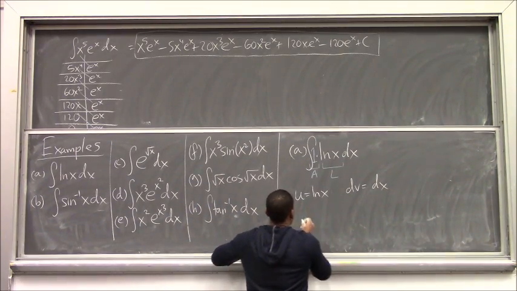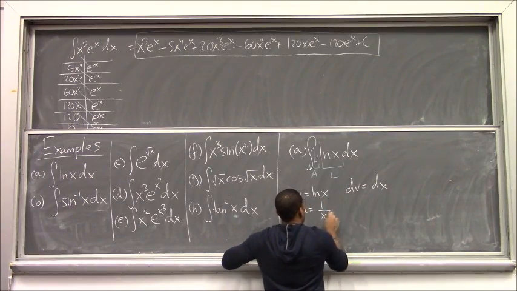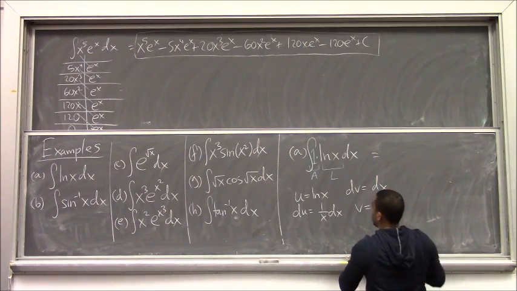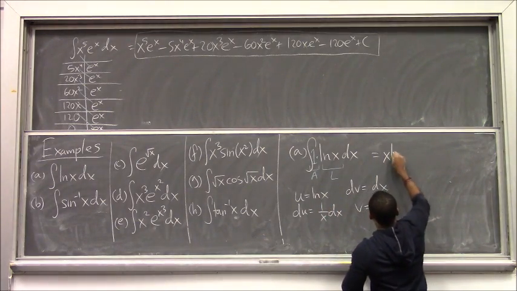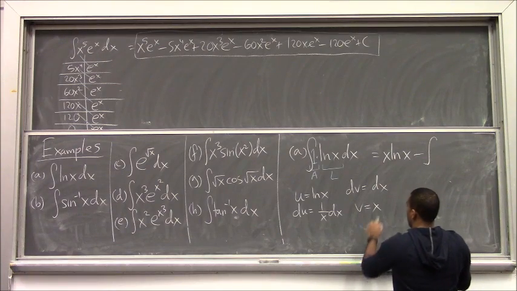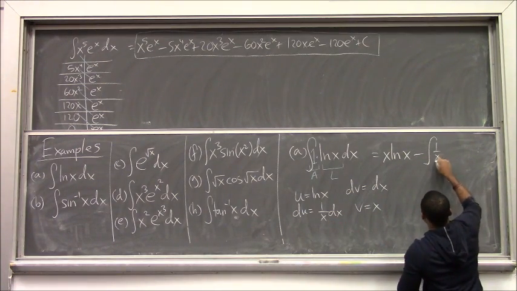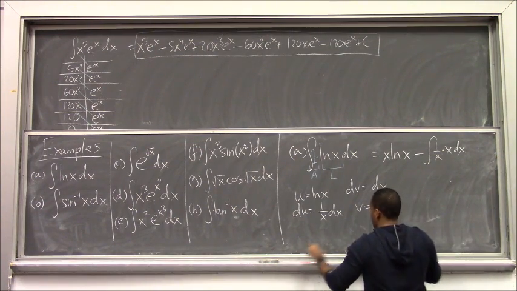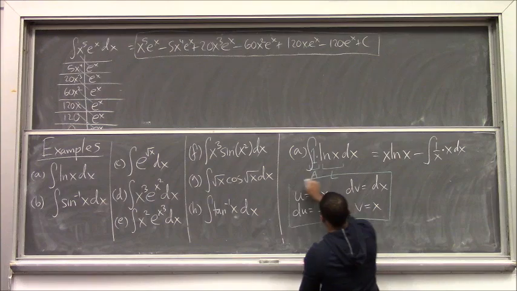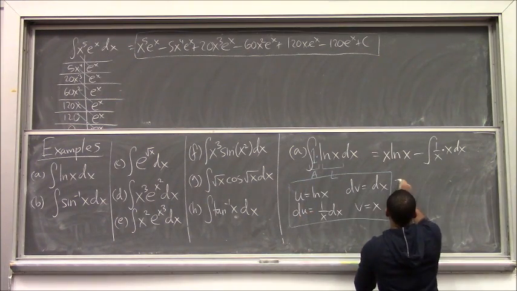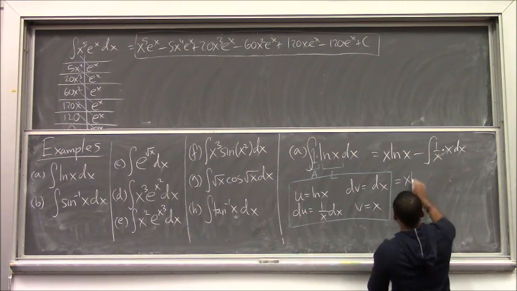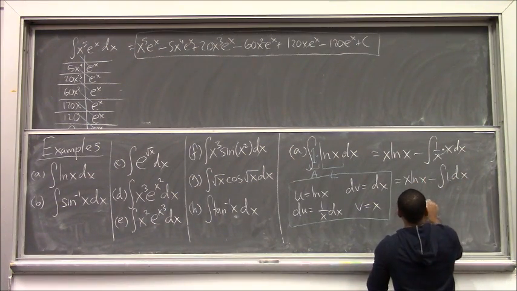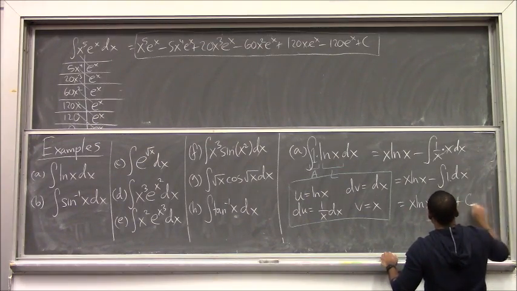So the du is going to be 1 over x dx, and the v is going to be x. And so this is going to be equal to u times v minus the integral of v du, 1 over x times x dx. So this is the u dv. And these cancel. That's x ln x minus the integral of 1 dx. So that's just x ln x minus x plus c.